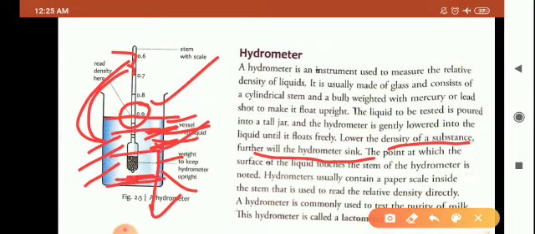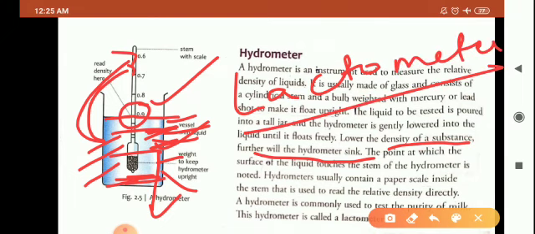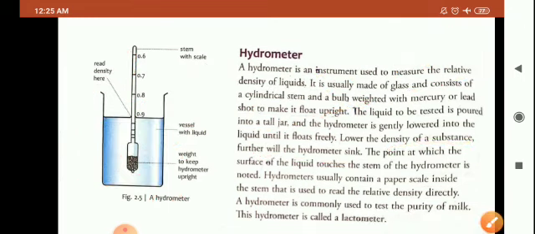Now a special type of hydrometer is used, children, for testing the purity of milk. That type is called your lactometer. That particular hydrometer is named the lactometer, which is used to test the purity of milk. I suppose, children, I am clear to you about this hydrometer.